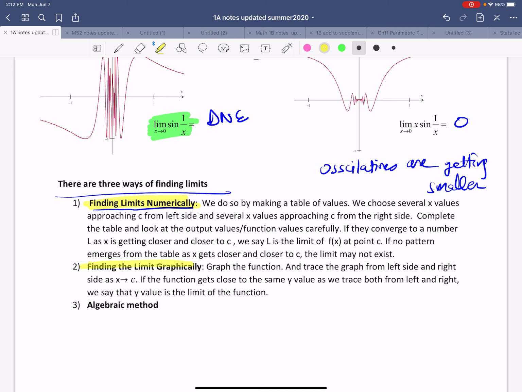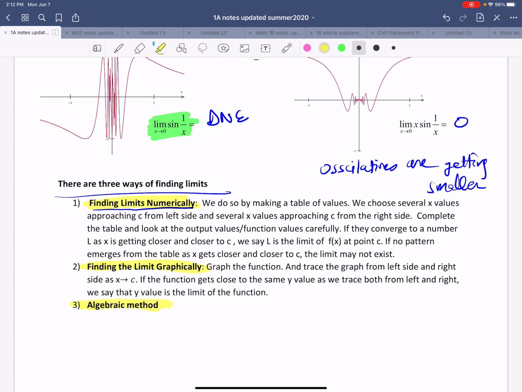Or we can evaluate the limit graphically. Looking at the graph, we can tell which y value we are approaching coming from left and right hand side. Or we can use the algebraic method, where we use factoring, adding, subtracting fractions, complex fractions, simplification, rationalization, and different algebraic methods to evaluate the limits.